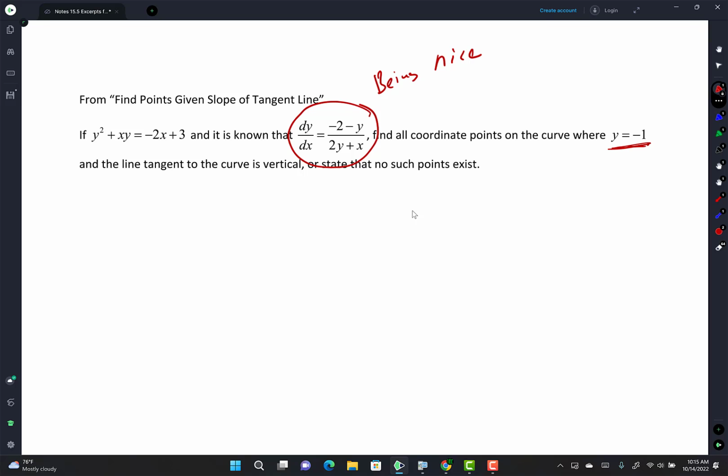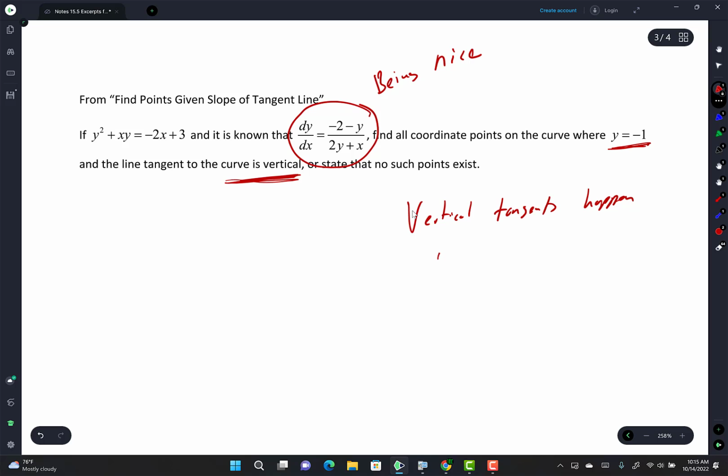Okay, so tell me something. When do I have vertical tangents? When the slope is undefined. So put that in there for good notes. Vertical tangents happen when dy/dx is undefined. Cool or not cool?